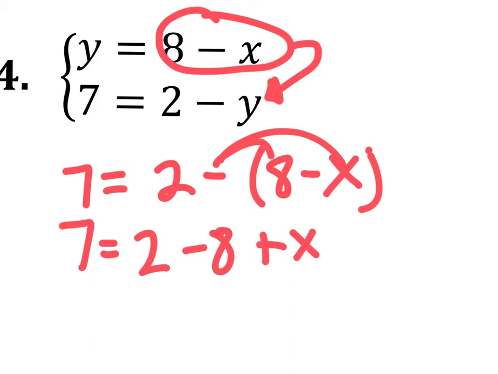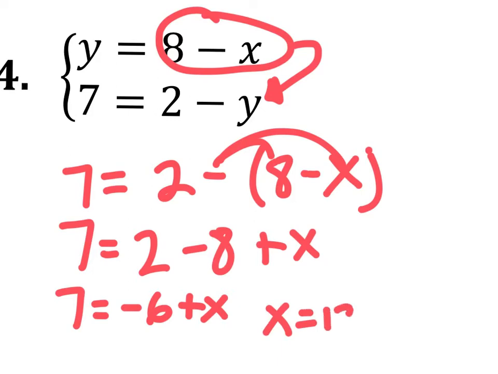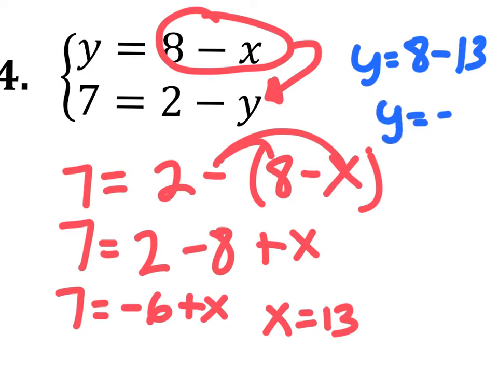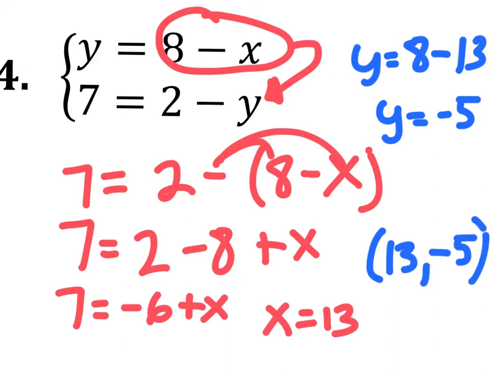And then we're going to simplify and solve. So 2 minus 8 is negative 6 plus x. Add 6 to both sides and you get x is equal to 13. Now you take 13, I'm going to plug it in, y equals 8 minus x, so 8 minus 13 is negative 5. Your final answer is the point 13 comma negative 5.